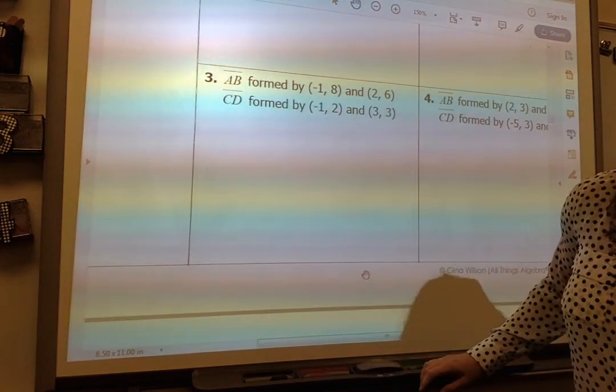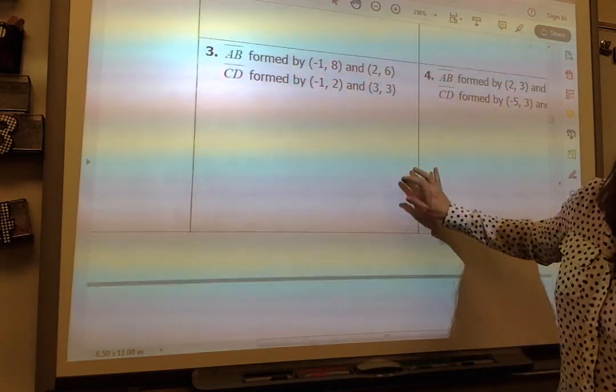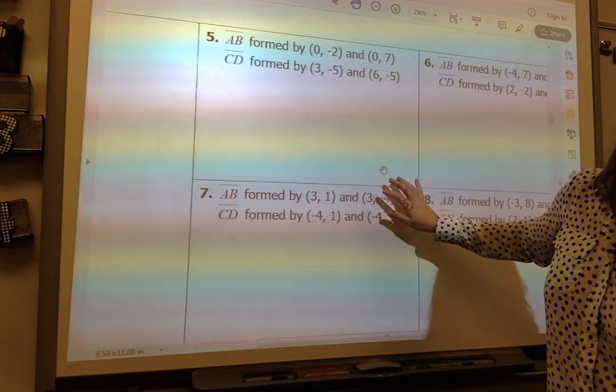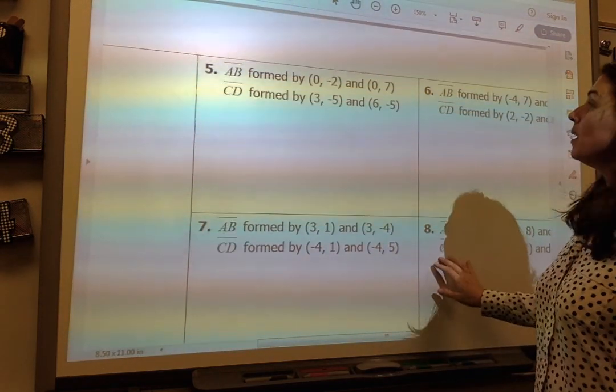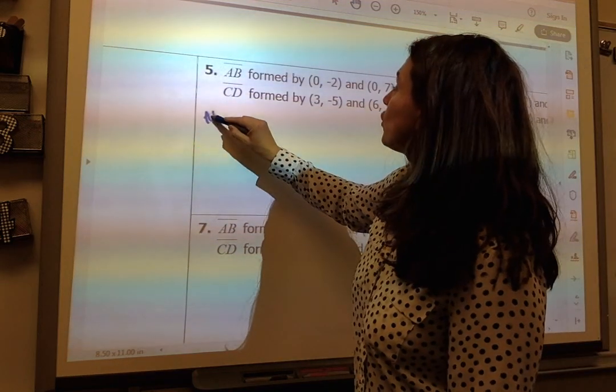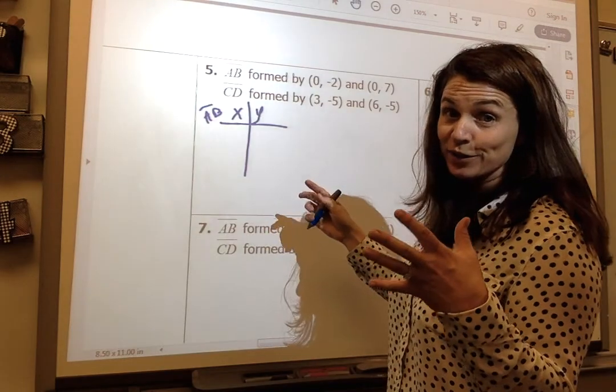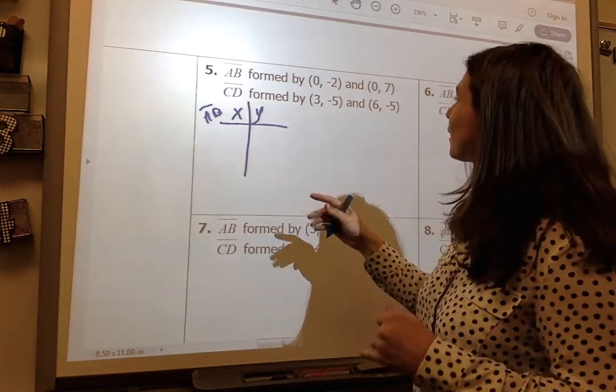Okay? Let's take a look at number 5. We'll do 5 and 7 together. So again, it's just me doing slope a lot. So if you struggle with how to find slope, this is really going to be a tough session for you.